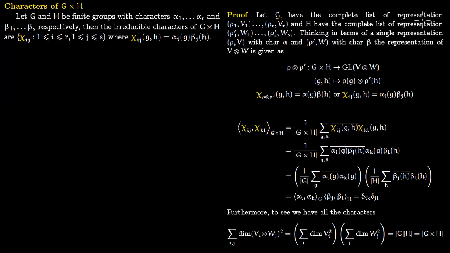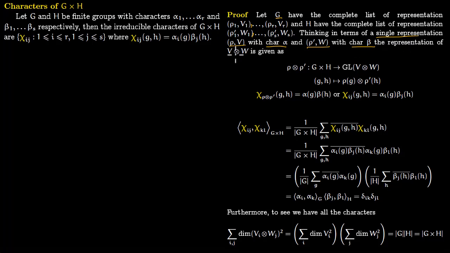So let the complete list of representations corresponding to G be this: rho 1 v1, rho 1 v2, all the way to rho r vr, and corresponding to H you have rho 1 prime w1 all the way to rho s prime ws. So now we want to talk about the characters for G times H. So let us just think in terms of a single representation, rho v and rho prime w, and then we can talk about this i and j. And this rho v comes with character alpha, and this comes with character beta.